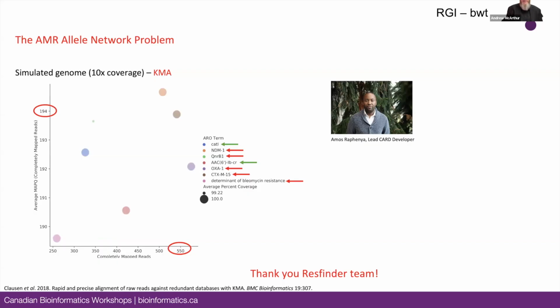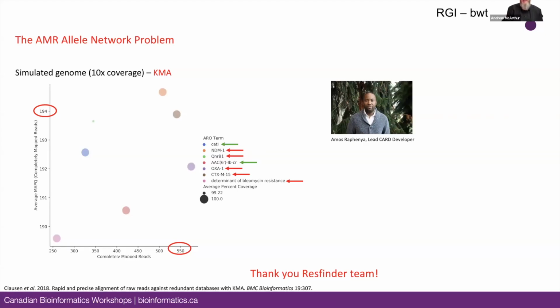So who paid attention? Our colleagues in Denmark, extraordinary programmers, the ResFinder team, came up with a new algorithm specifically for AMR, but really for any allele network problem, called KMA. What KMA does is use the Burrows-Wheeler transform to get it in the ballpark, and then it uses k-mers, which Gary van Domselaar introduced, to be more precise.